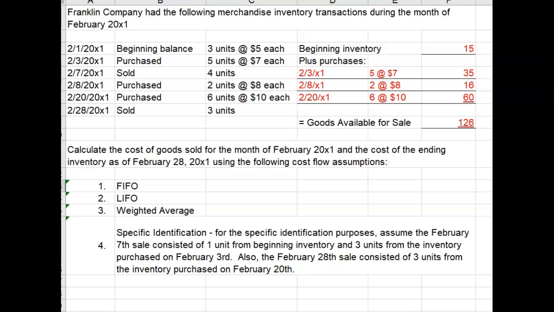Hi everybody. In this series of videos, we're going to calculate Franklin Company's cost of goods sold and ending inventory under the 4 cost flow assumption methods. First in, first out, also known as FIFO. Last in, first out, also known as LIFO. Weighted average, also known as average cost, and specific identification.